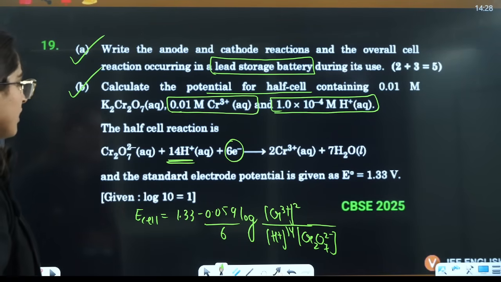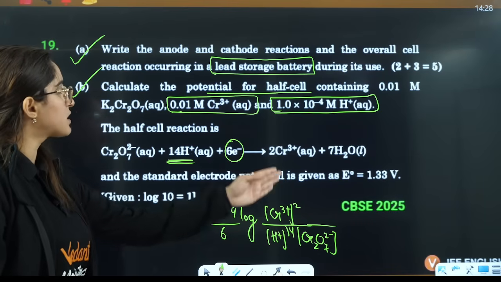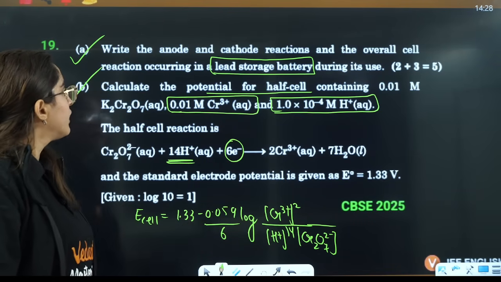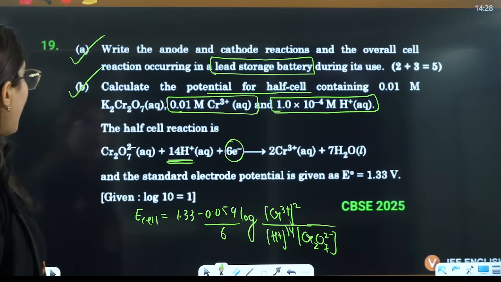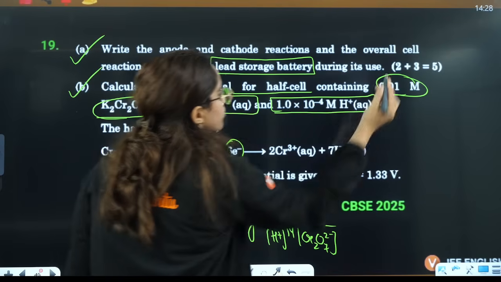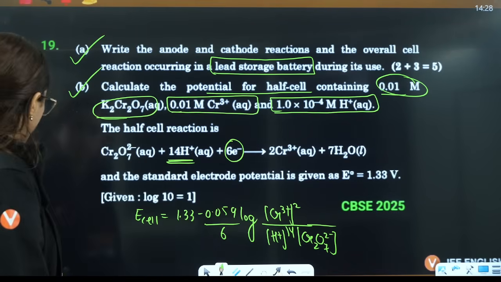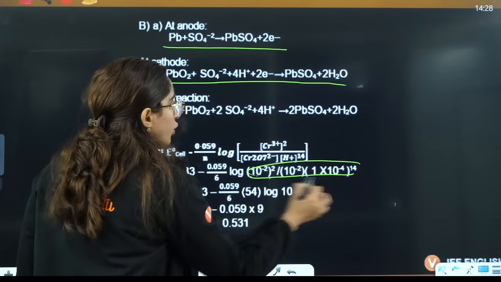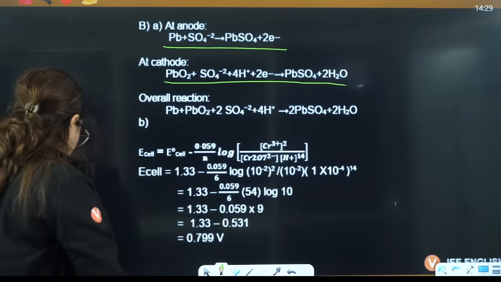So it's easy, no? H positive value is given to be 10 raised to power minus 4. This is given to be 0.01. And K2Cr2O7 is also given to be 0.01. So put all the values in this and you will get your answer. Right? Okay.